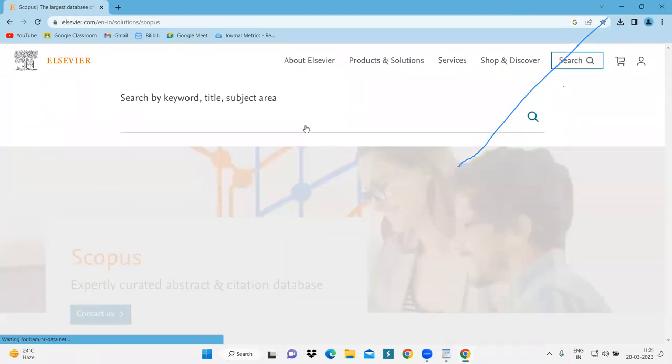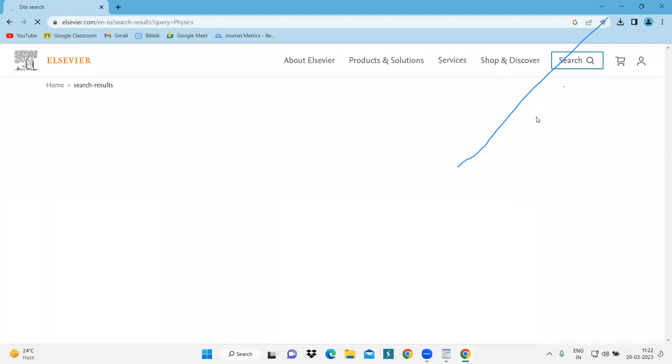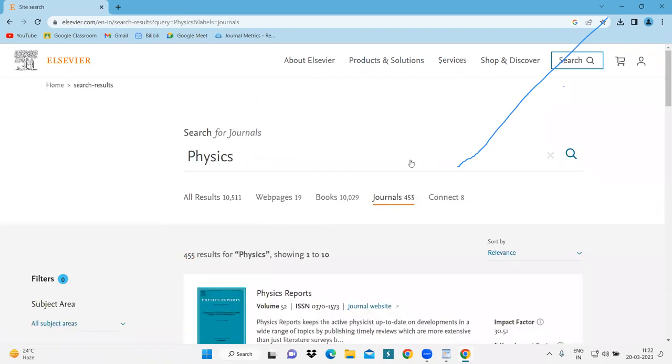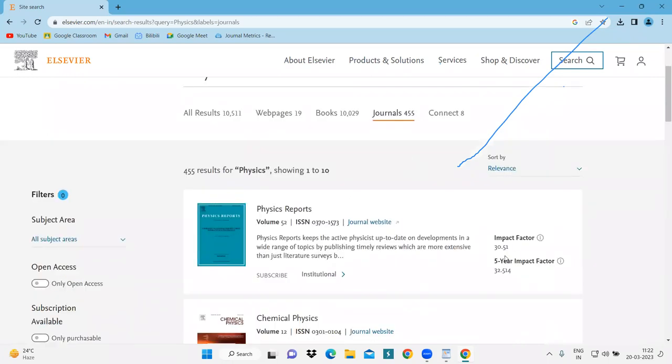Suppose in a particular subject area I choose physics. What are the journals available in this area? All results are coming. I'm bothered about the journal impact factor, which journals have more impact factor, so that for my research I can extract nascent information from those journals. Have a look at the impact factor. Is it visible to all of you? What is the impact factor of Physics Reports? 30.51. That is the impact factor of this journal, Physics Reports.